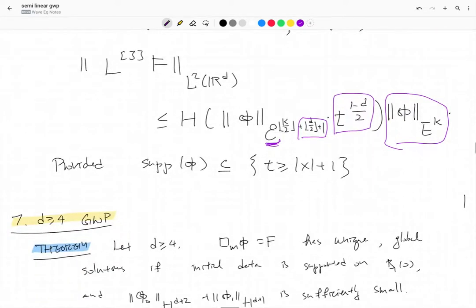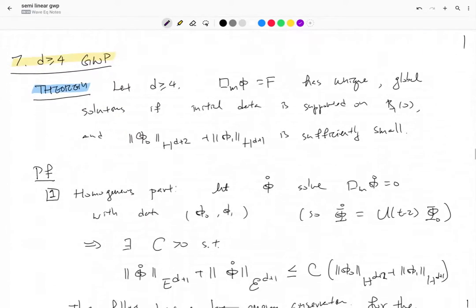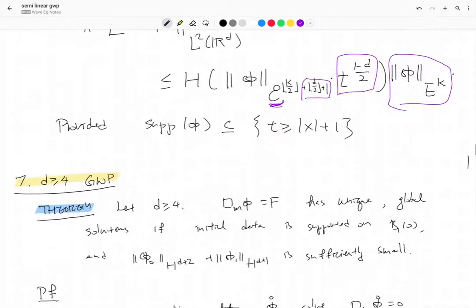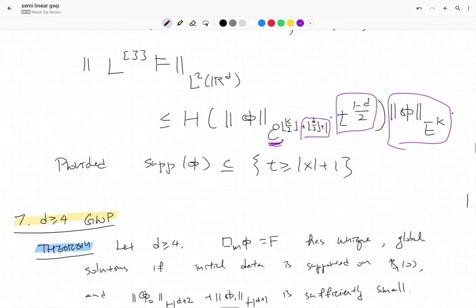All right. So now we're ready, with all these out of the way, to prove the global well-posedness of the nonlinear Klein-Gordon and wave equations when the spatial dimension d is at least 4. Then you ask me why d bigger than or equal to 4, and we already see why d needs to be bigger than or equal to 4, because remember what we want to do.